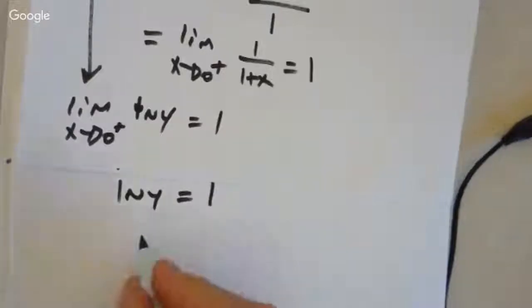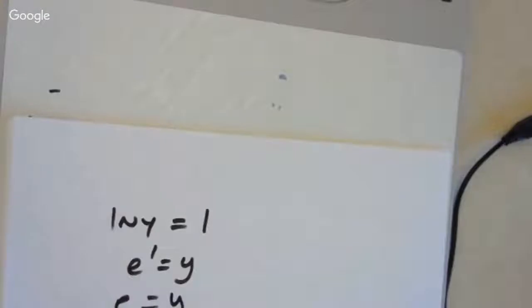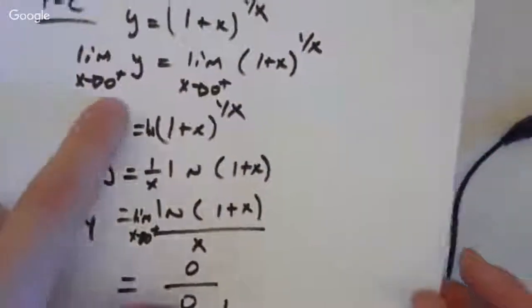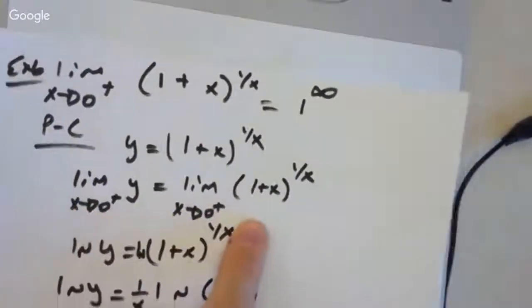Okay, how do you solve that? What's the base of that? So e to the 1 is equal to y. So what's y equal to? E. So what's the limit of that puppy equal to? E. Because look what we did. We set y equal to that. If the limit of that is equal to something, the limit of that is equal to something.